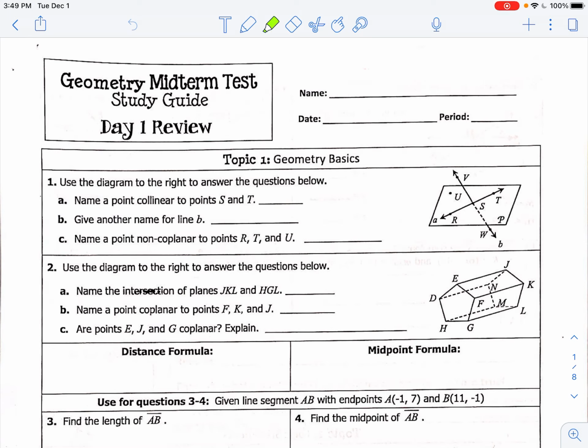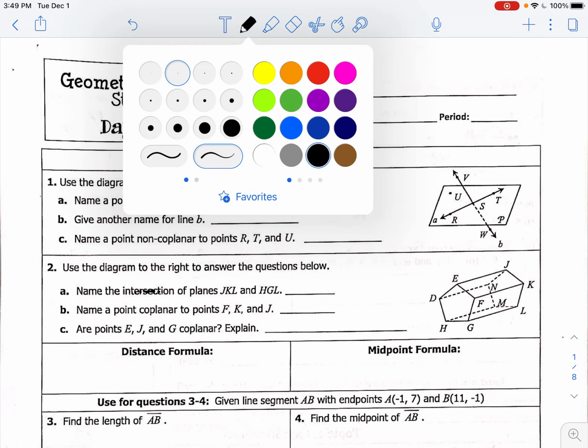Well, let's start with the definition. Collinear means they are on the same line. So a point that is collinear to S and T would be R. It is on the same line.